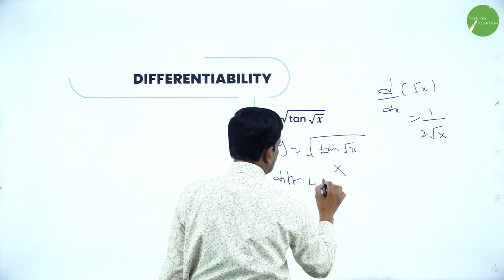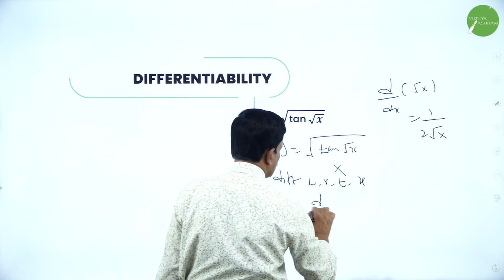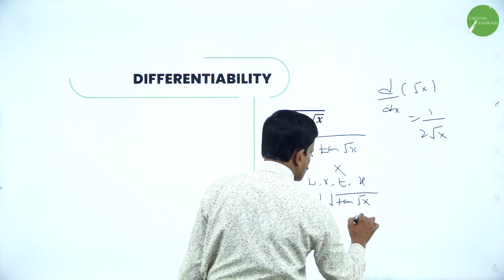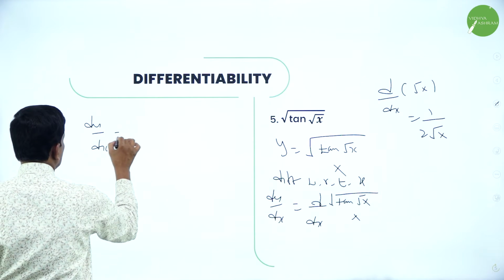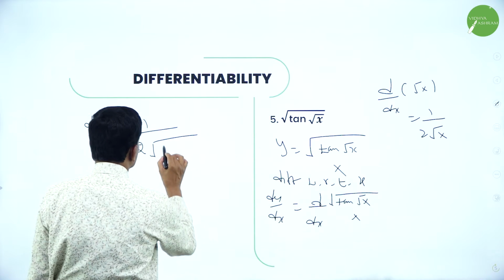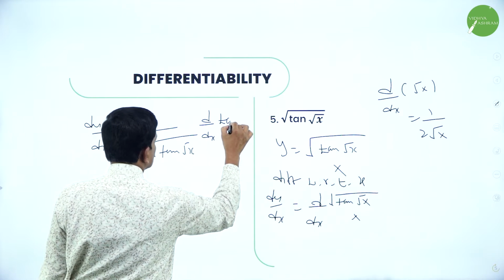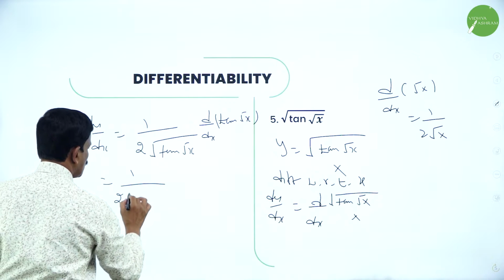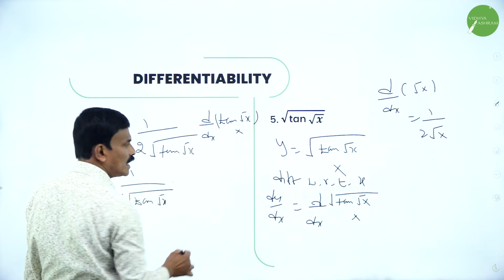Differentiating with respect to x, dy by dx is equal to d by dx of root of tan root x. Differentiation of root of something is 1 over 2 root. So dy by dx is equal to 1 over 2 root of tan root x, into d by dx of the inside function, which is tan root x. Okay. Now this is 1 over 2 times root of tan root x into differentiation of tan.